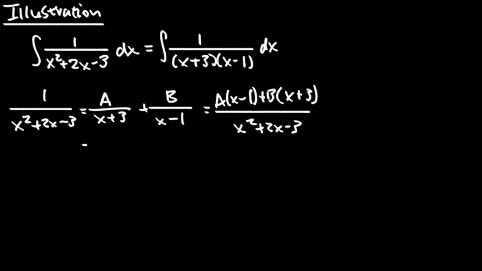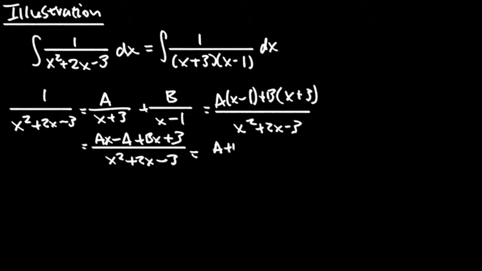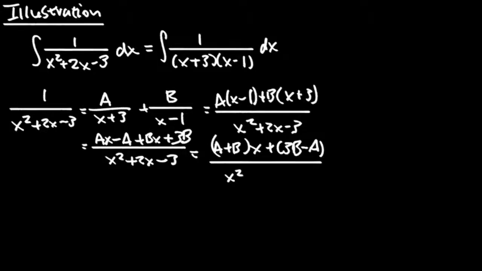this. Alright, and if you combine that, you get ax minus a plus bx plus 3b, all divided by this thing, which is the same thing as a plus b, all times x, plus 3b minus a. Oops, forgot that b, because distributive. All divided by this. So the top is equal to 1, and the bottom is equal to itself, right?